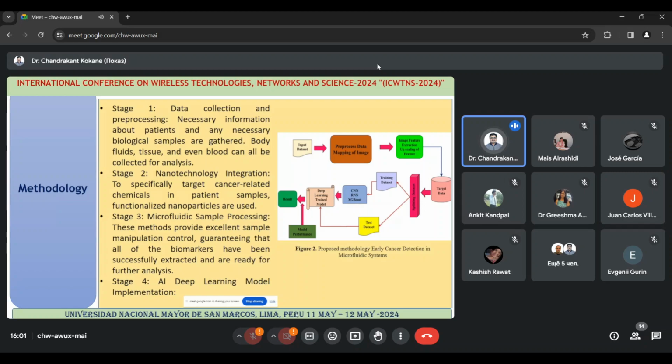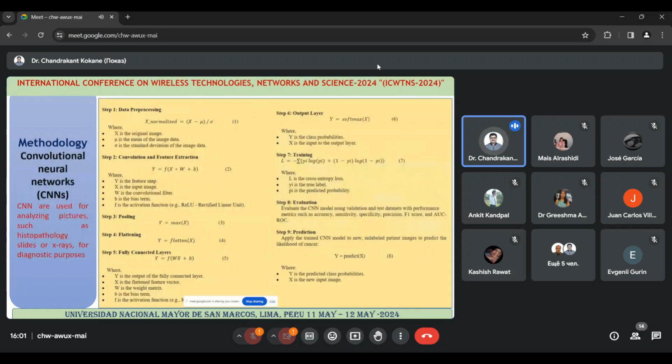Once we have the features, the last stage, stage number 4, is the AI deep learning model and its implementation. This is the proposed methodology. Now we are going to discuss how these 4 stages are categorized into different steps with respect to the 3 machine learning algorithms we have: convolutional neural networks, recurrent neural networks, and XGBoost.